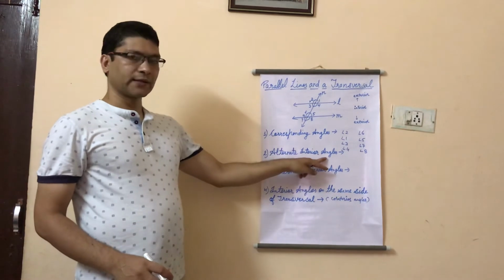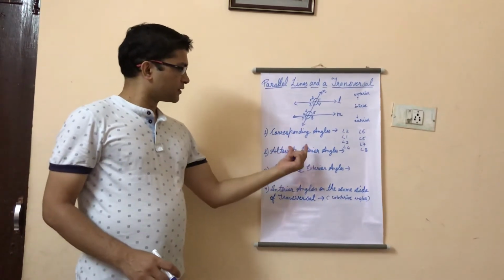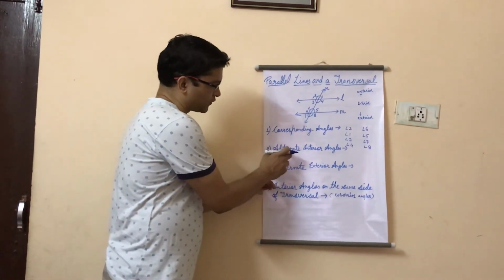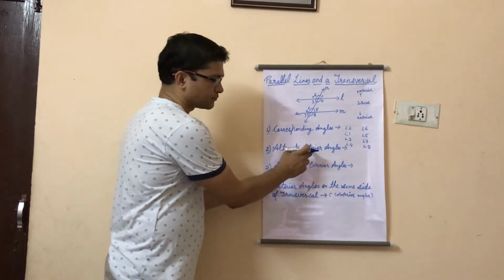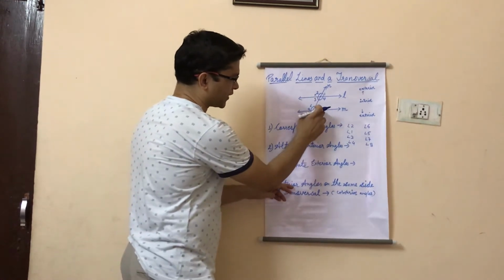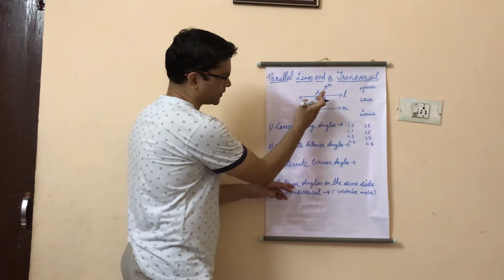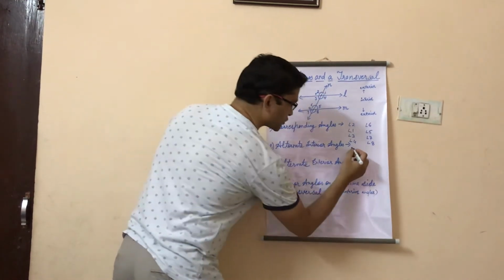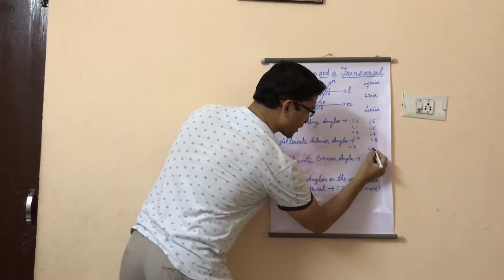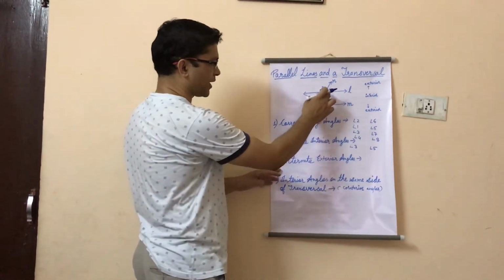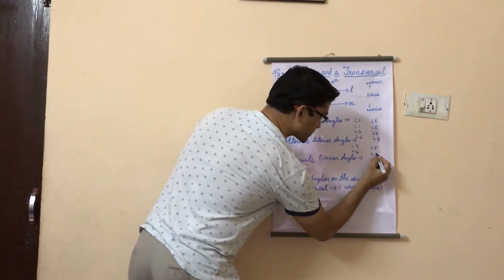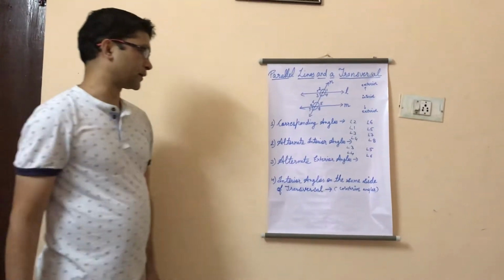Next are alternate interior angles. Such angles are formed on the alternate side of the transversal, and both the angles lie in the interior. For example, angle 3 and 5, they both are interior angles and they are formed on alternate sides of the transversal. So angle 3 and angle 5 make one pair of alternate interior angles, and similarly angle 4 and angle 6 make another pair of alternate interior angles.